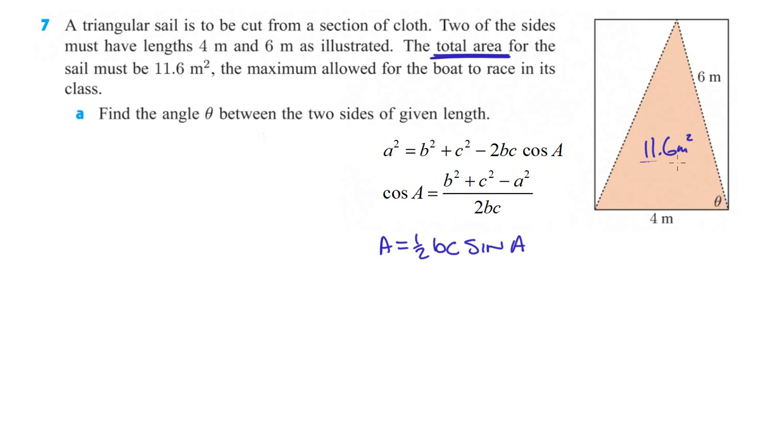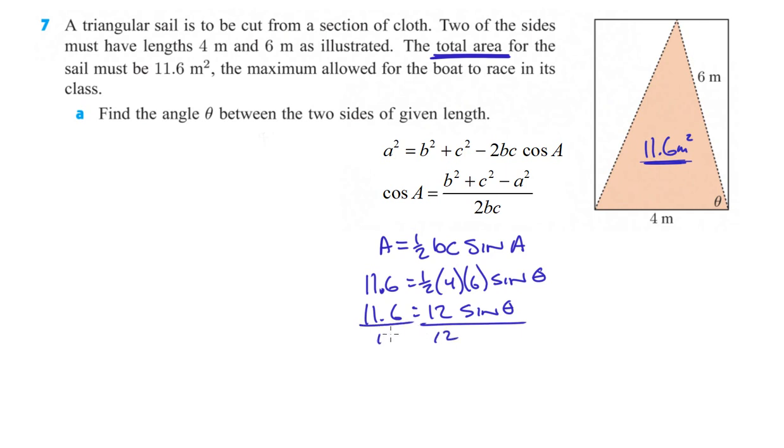So here's the key piece: they give us the area. So this is going to be 11.6, and that's going to equal 1/2 times these two sides that include the angle, so 4 times 6, all times sine of the angle we're looking for, which is sine of theta. So let's do this. 11.6 equals half of 4 is 2, times 6 is 12, sine theta. Divide both sides by 12.